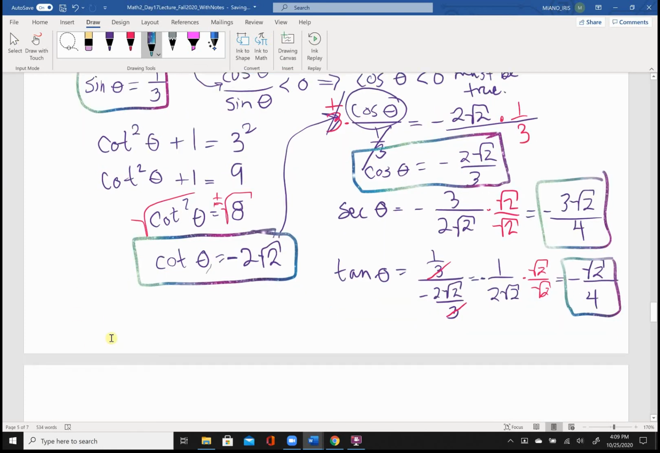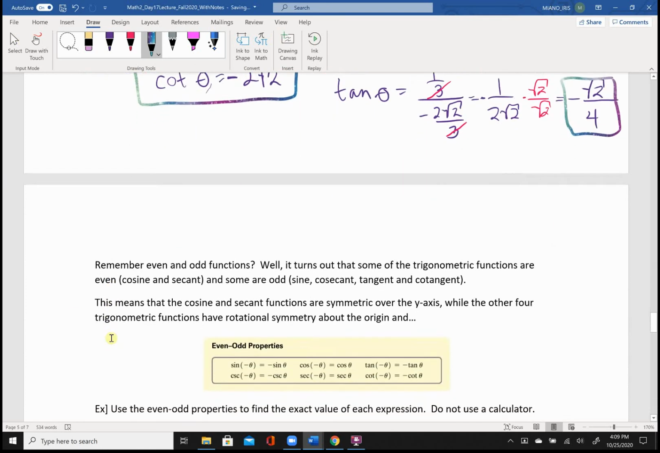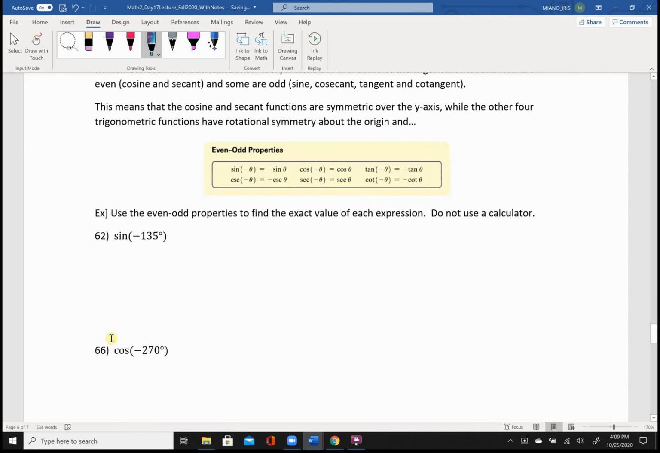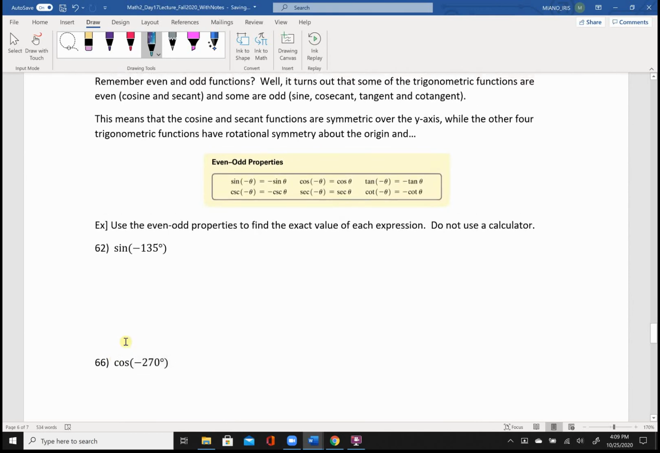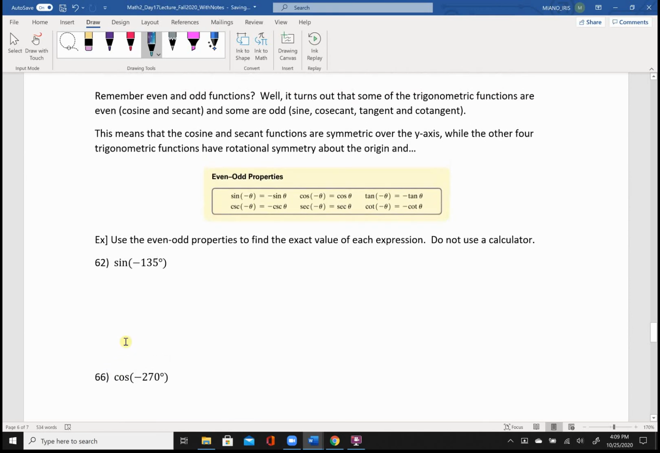Cool. Moving right along. Remember, ages ago when we first talked about even and odd functions, and how even functions are reflections over the y-axis, graphically speaking, and that odd functions were rotationally symmetric over the origin. Well, the same is true here for the trig functions. Some of them are even and some of them are odd. So which ones are which?